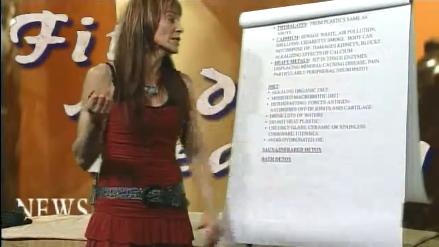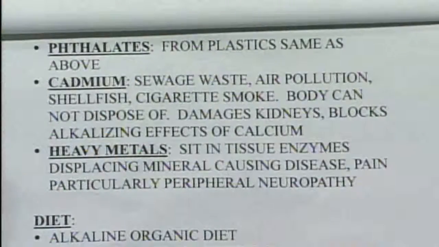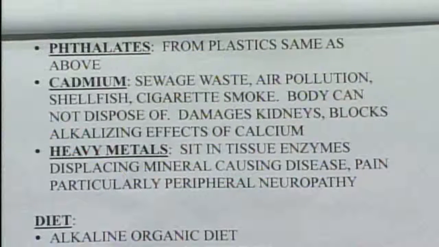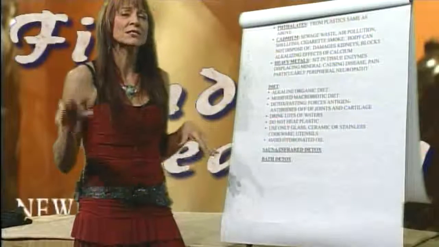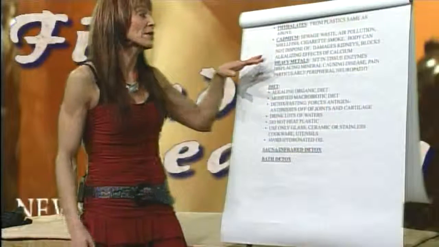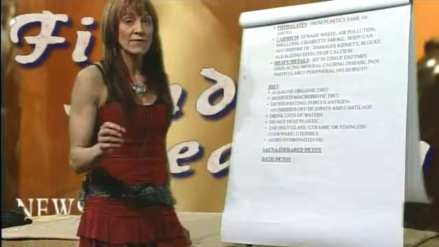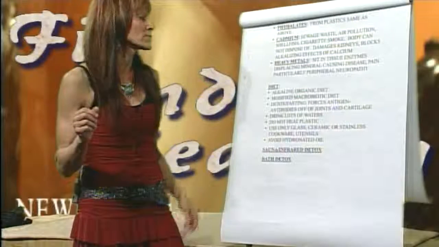It damages the kidneys, and it blocks the ability of the body to use its calcium. Remember, calcium neutralizes pH. It alkalizes the blood. It takes away the acidity out of the joints. Cadmium blocks that alkalizing effect of the calcium.